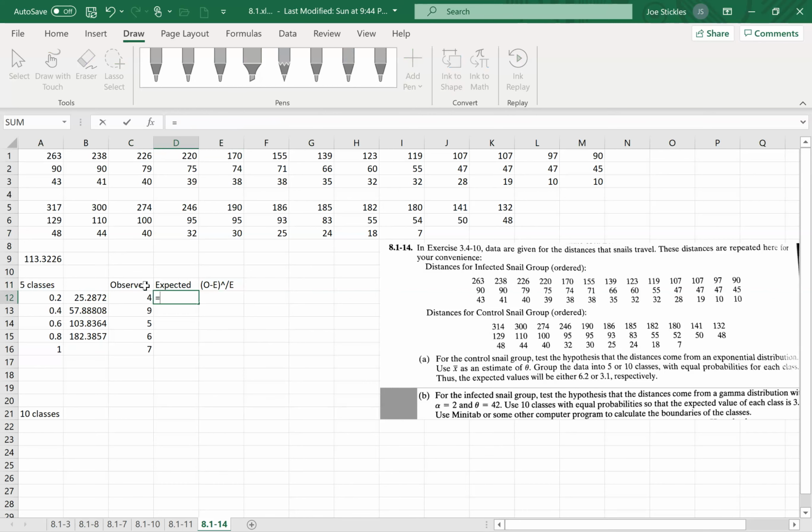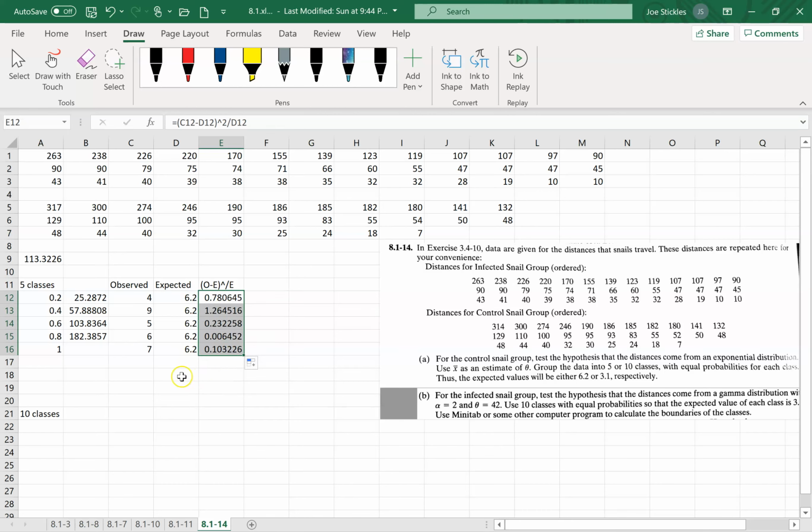These are equal classes with equal probabilities. So the expected number should be the total number, which is 31, times the 0.2, which is the probability of being in a particular class. So each of these numbers will be the same, the 6.2, which is exactly what it says in the stem of the problem. Not a huge surprise. Just if we were doing it ourselves, we would still need to calculate the 31 times the 0.2 to get the expected number in each class. All right, observed minus expected squared divided by expected. Grab that and do that for all 5 classes.